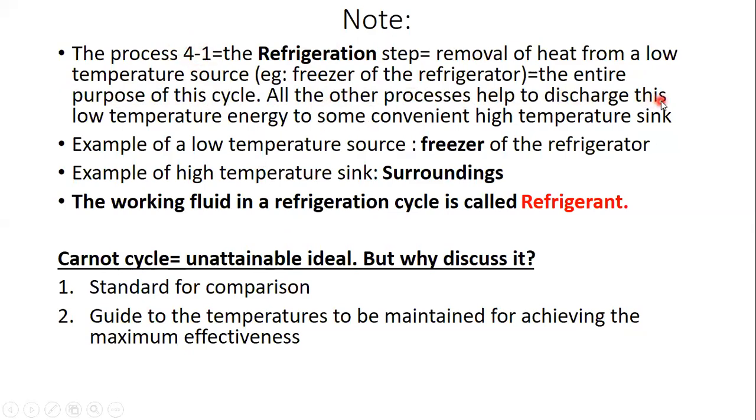All the other processes are acting as a supporting system which will be helping to discharge this low temperature energy to some convenient high temperature sink. Okay, so 4 to 1 alone will not stand alone, but the other processes like 1 to 2, 2 to 3, and 3 to 4 are the supporting mechanism to carry out the main or important step, that is the 4 to 1. Example of a low temperature source can be the freezer compartment of our refrigerator. Example of a high temperature sink is nothing but the surroundings.